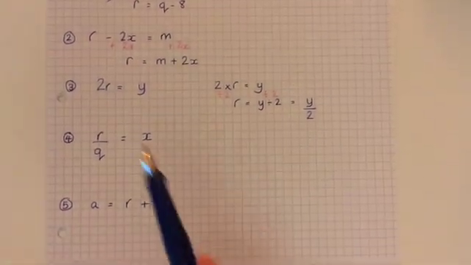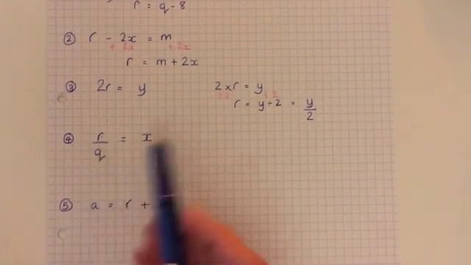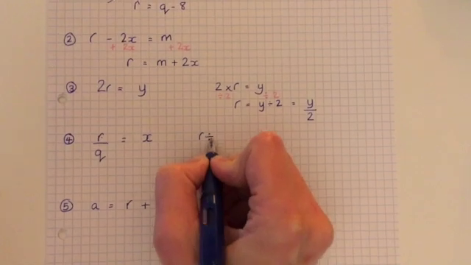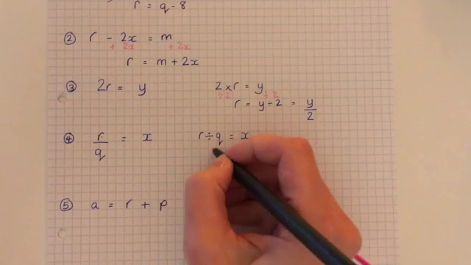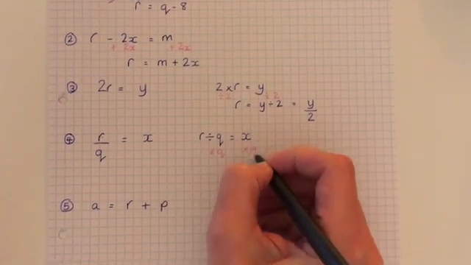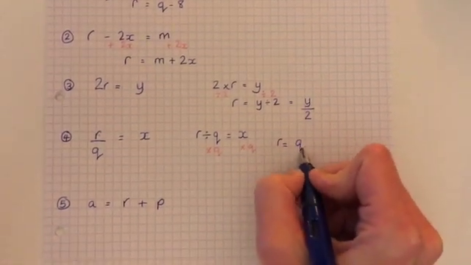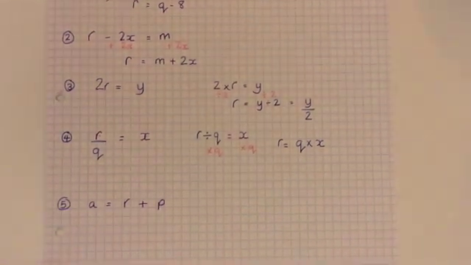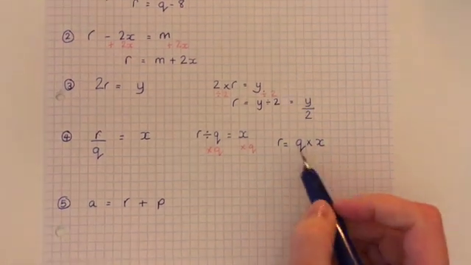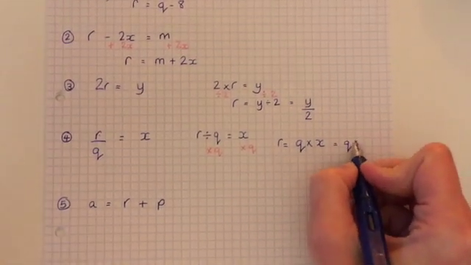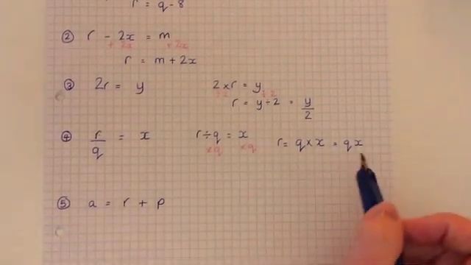Okay, the next one. So we've got R over Q equals X. Like this one, I'm going to write it out differently. We know that this means divide. So R divided by Q equals X. To get rid of the divide by Q, I'm going to multiply each side by Q. So what I end up with is R equals Q times X, okay, or X times Q. But what that means is that we can just put them together without a symbol between them. Okay, when we multiply letters together, we can just put them together.